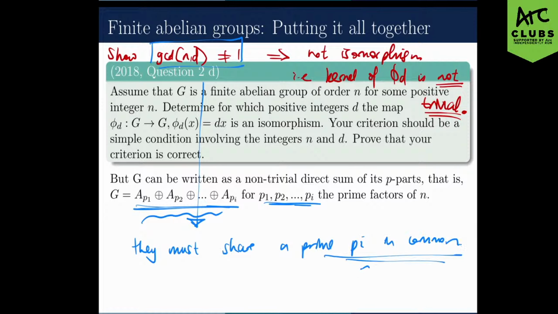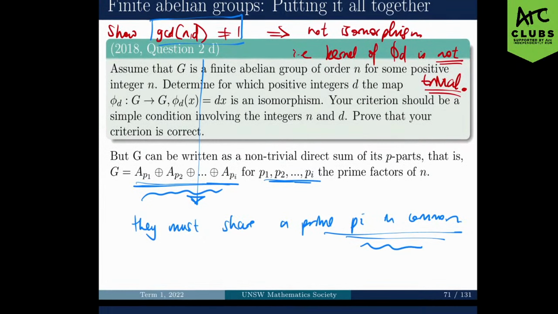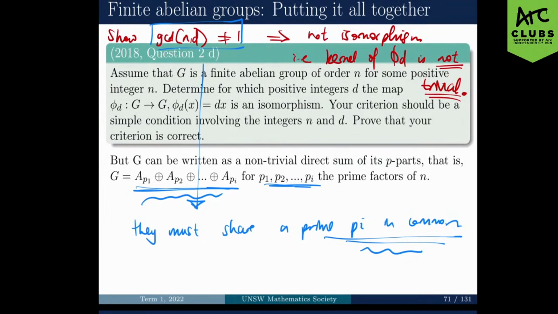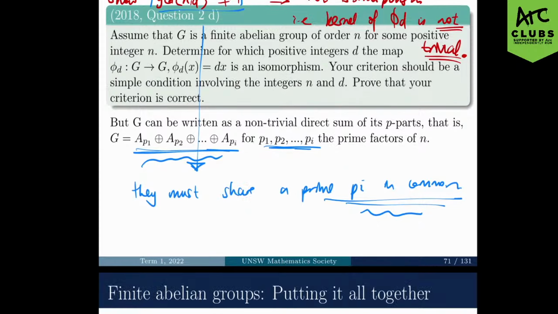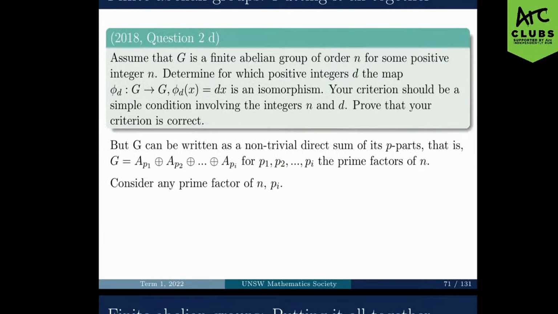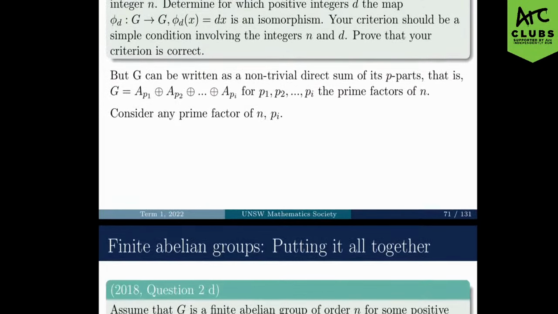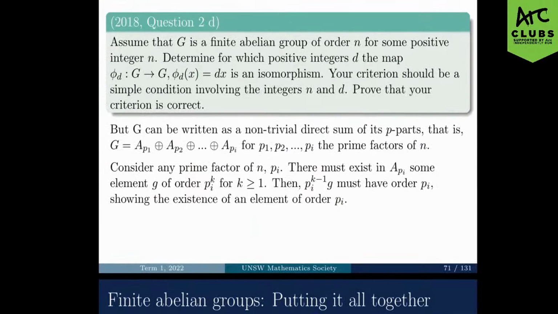And what we can do is isolate that p-part, so p_i, and start to think about whether there is an element with order a factor of d. So consider any prime factor of n, which is p_i, and think about A_{p_i}, right? A_{p_i} is isomorphic to a direct sum of individual elements of this form.